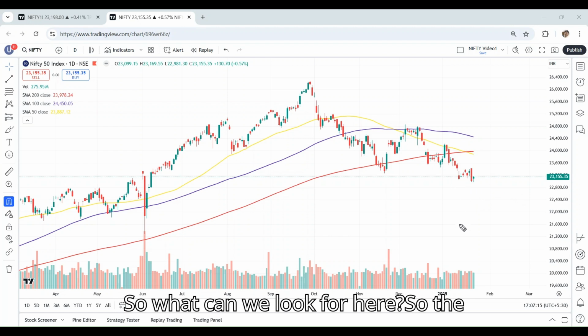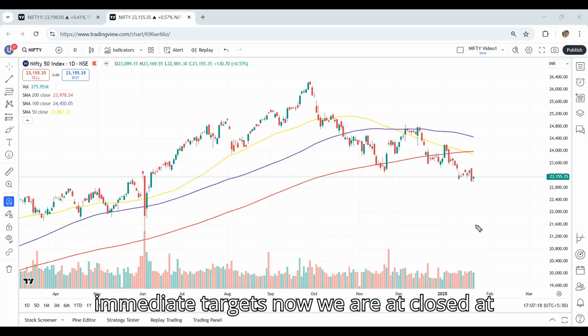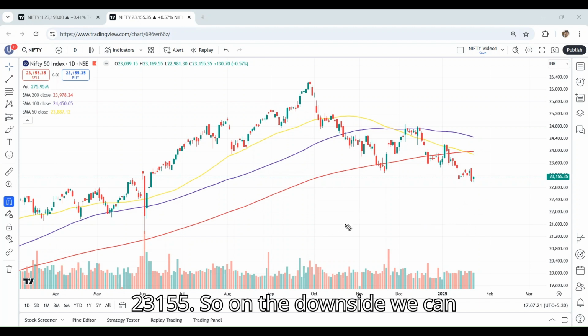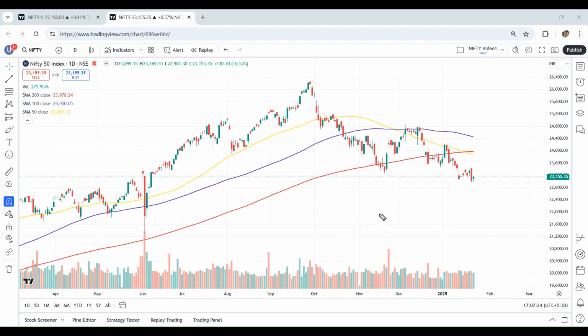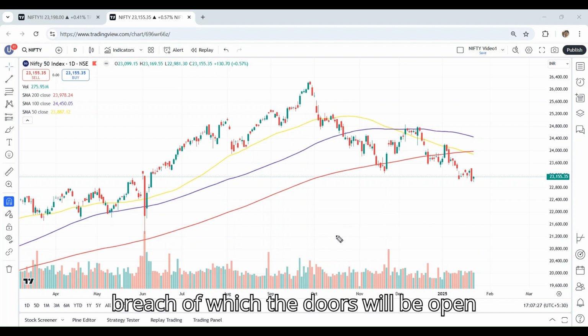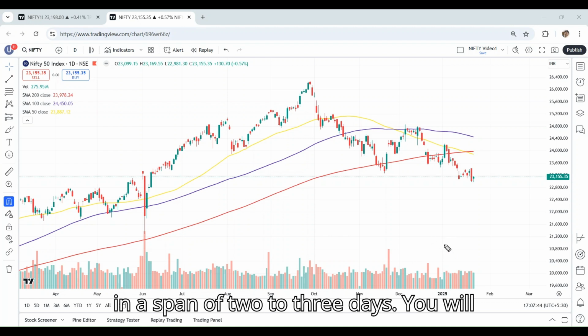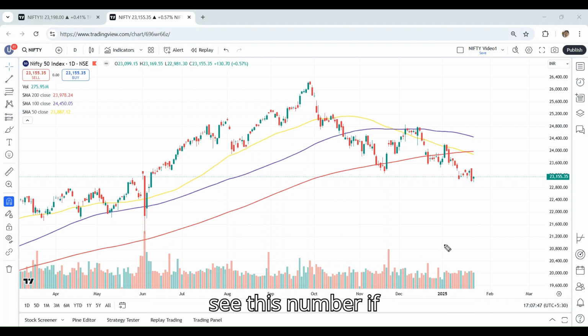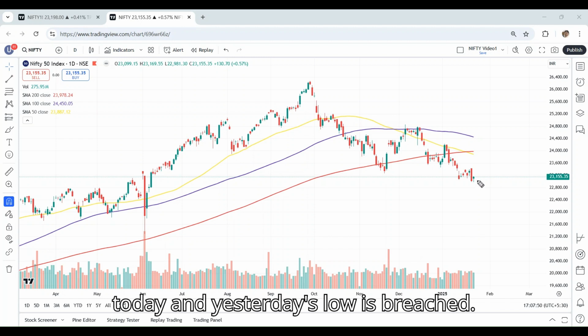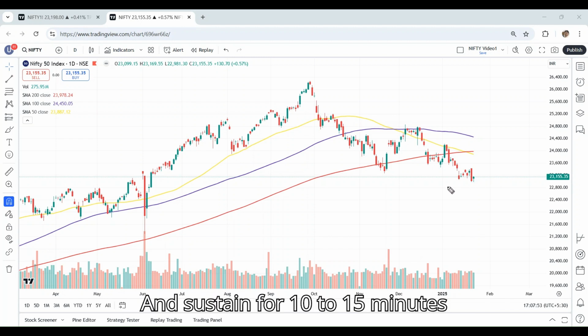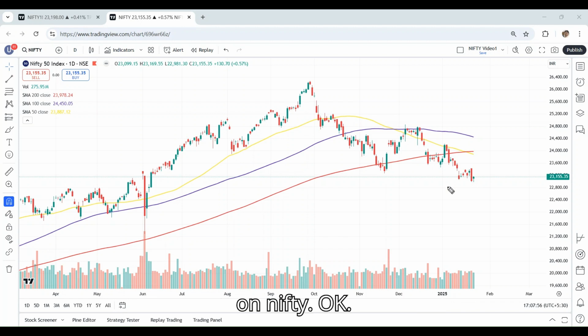So what can we look for here? The immediate targets: now we have closed at 23,155. On the downside we can look for 23,000 again, a breach of which will open the doors for a downside of almost 500 points, to 22,500. In a span of 2 to 3 days you will see this number, if today's and yesterday's low is breached and sustained for 10 to 15 minutes on Nifty.